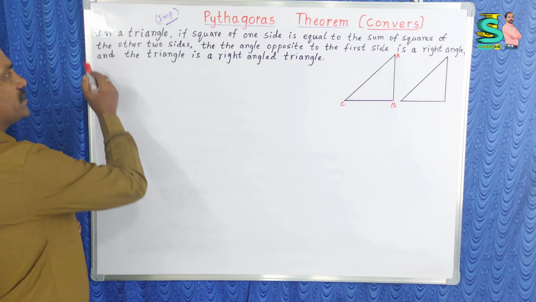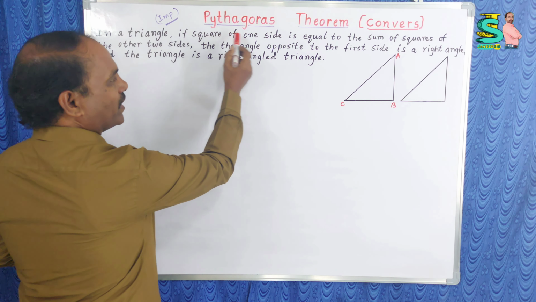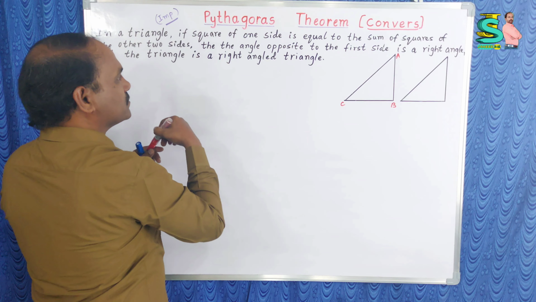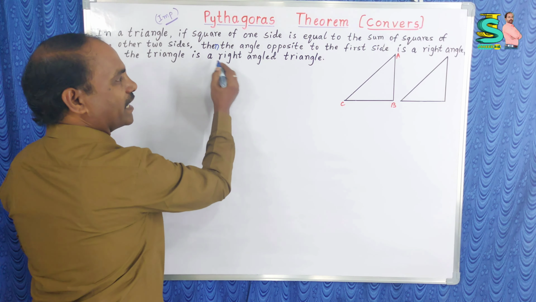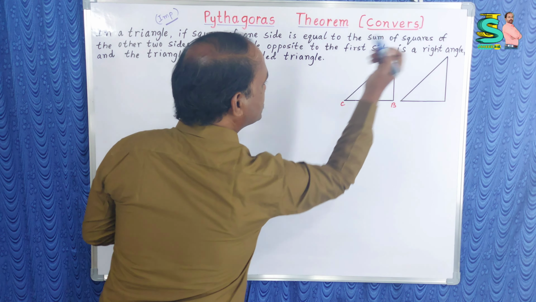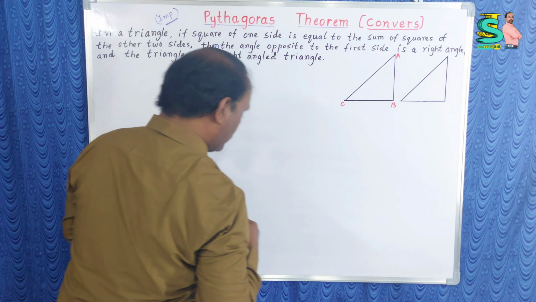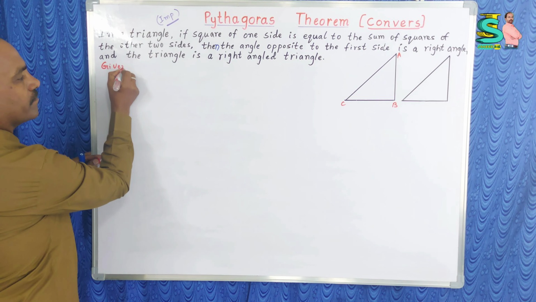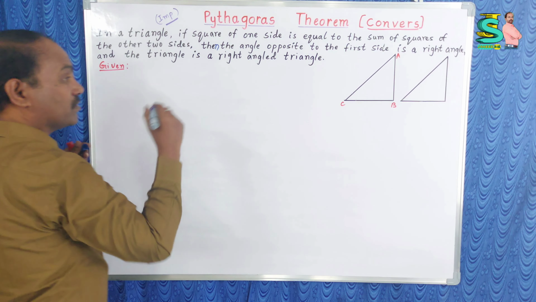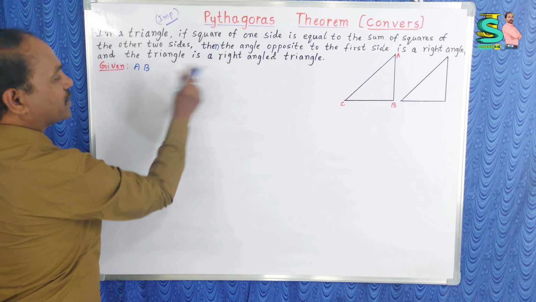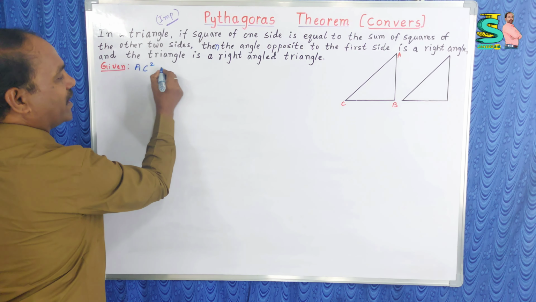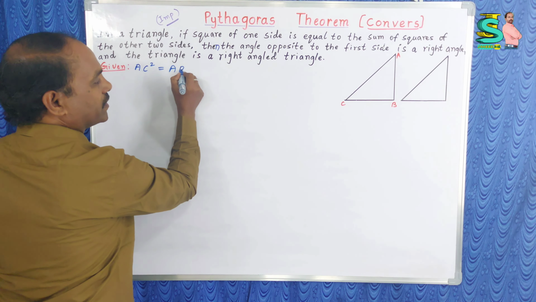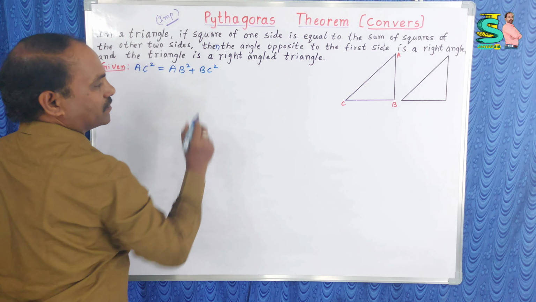Read this once more. In a triangle, if the square of one side is equal to the sum of the squares of the other two sides, then the angle opposite to the first side is a right angle. First we will write the given. What is given? Triangle ABC is given. We don't know whether it is a right angle or not. AC square, which is one side square, is equal to the sum of the squares of the other two sides, means AB square plus BC square. This is given.